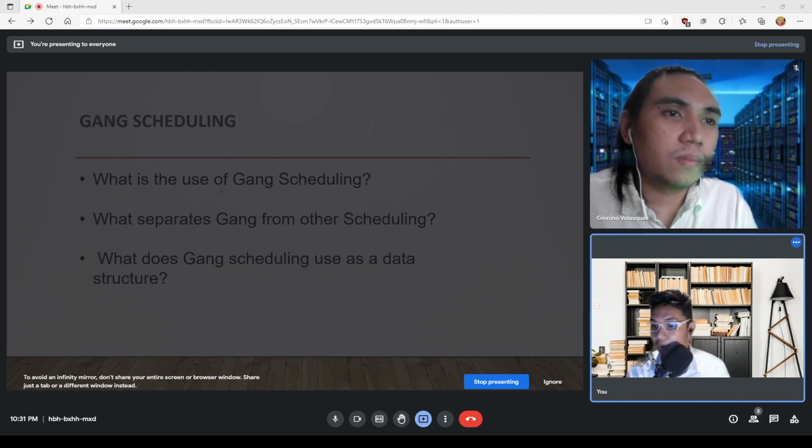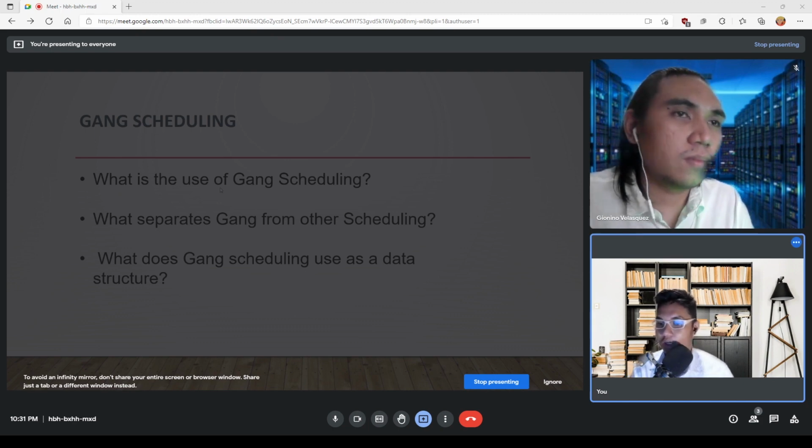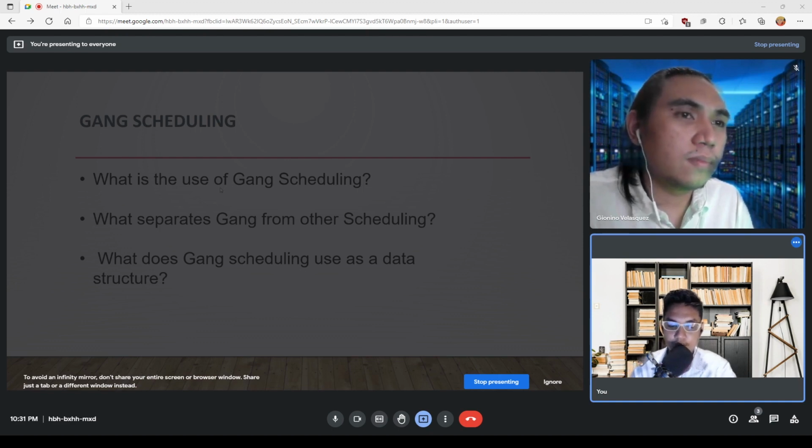So, what separates gang scheduling from other scheduling? Gang scheduling considers a task as a quantum and schedules them. A gang might require either multiple processes or threads or both.